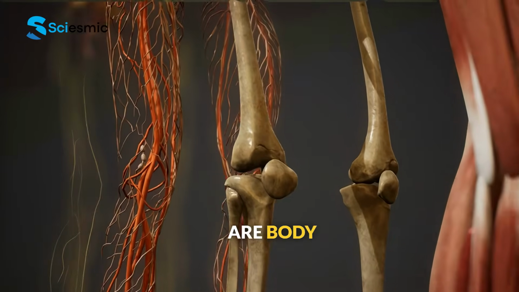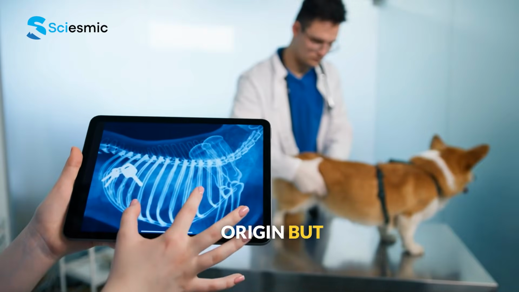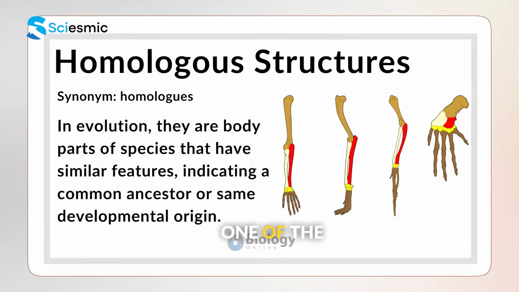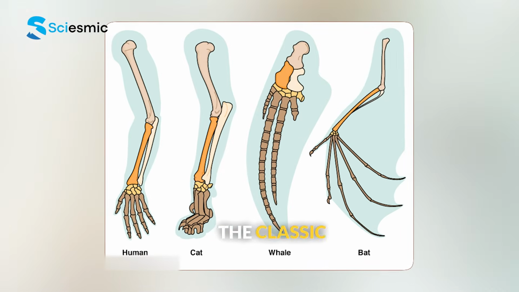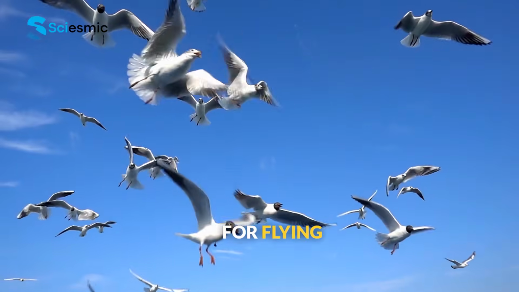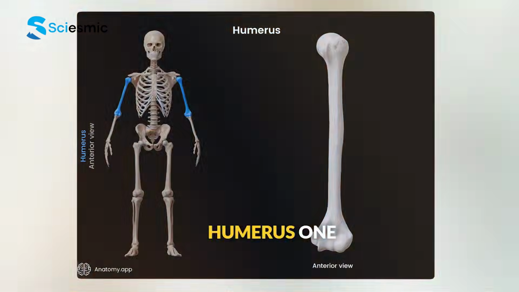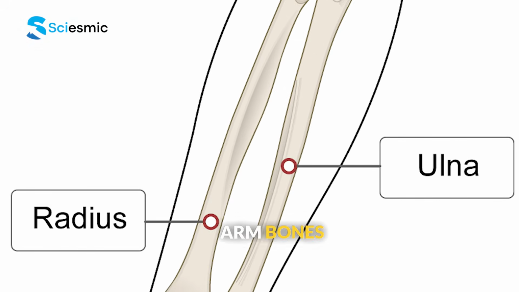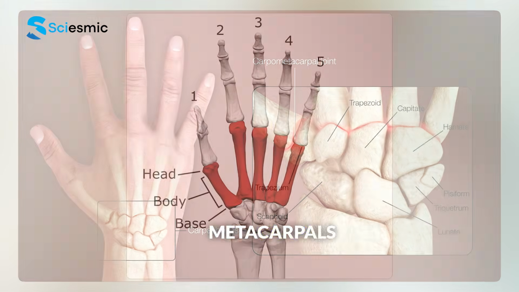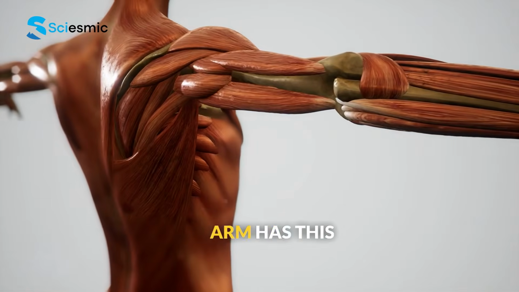Homologous structures are body parts that share a similar basic structure and embryonic origin, but may serve different functions. They're one of the strongest pieces of evidence for evolution. The vertebrate forelimb is the classic example. Whether it's used for flying, swimming, running, or grasping, the basic pattern is the same. Humerus, 1 upper arm bone, radius and ulna, 2 forearm bones, carpals, your wrist bones, metacarpals, hand bones, and phalanges, your finger bones.